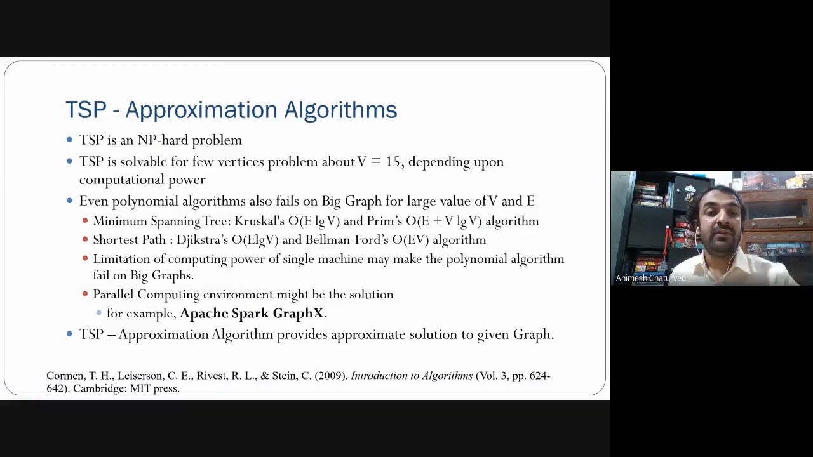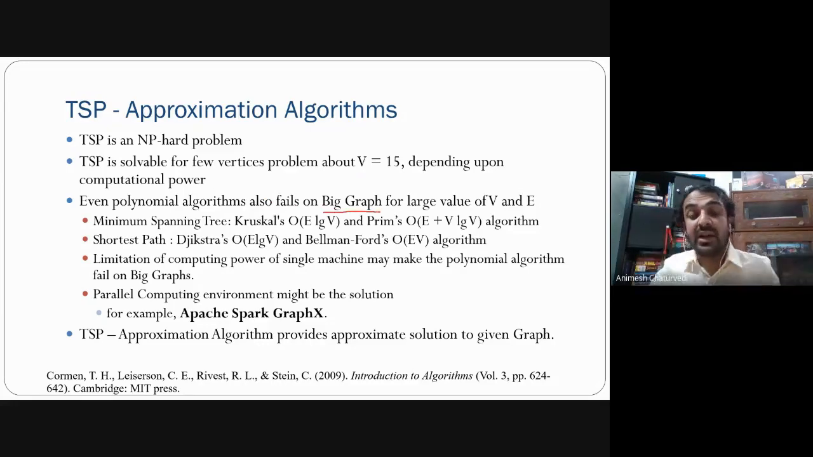Then next, we'll see the TSP approximation algorithm. Because TSP is NP hard, it's very hard to solve even for 15 vertices. So even for a few vertices, like 15, depending on the computation power, the TSP algorithm might fail. If you have lower computation, then it will even fail for V equals 15 if you want an exact solution. Then even the polynomial algorithm also fails on big graphs.